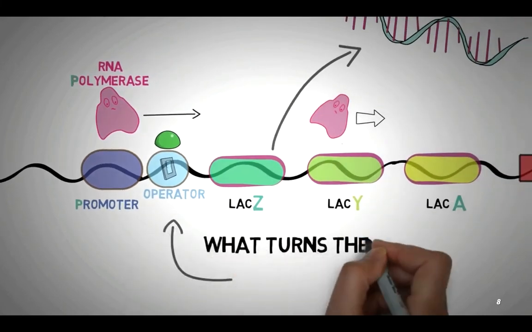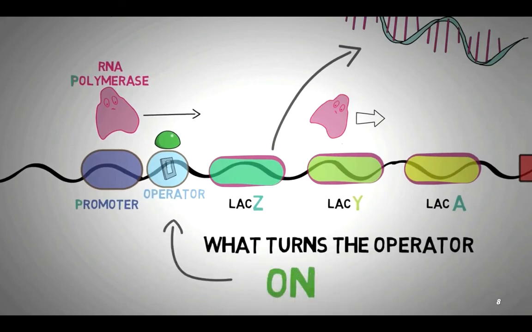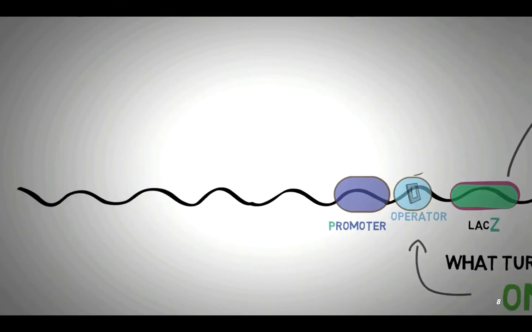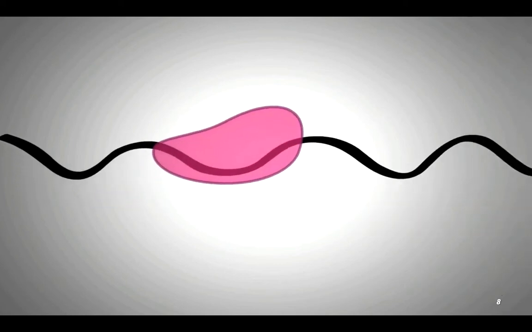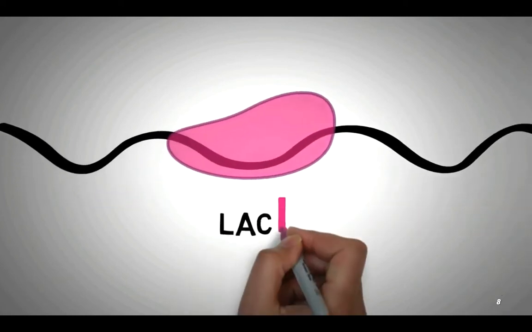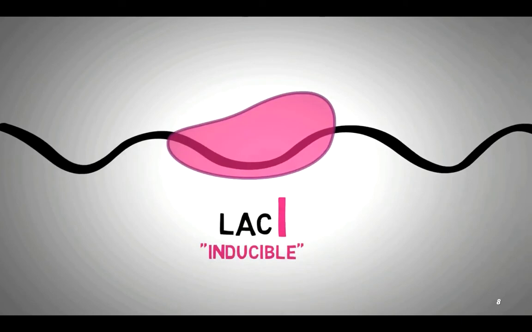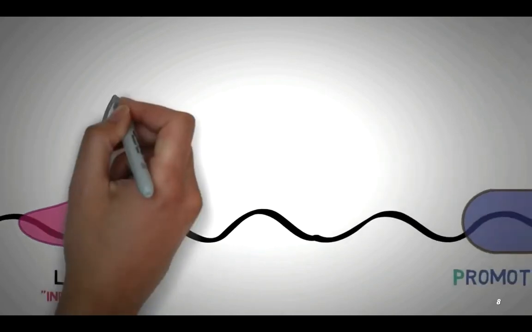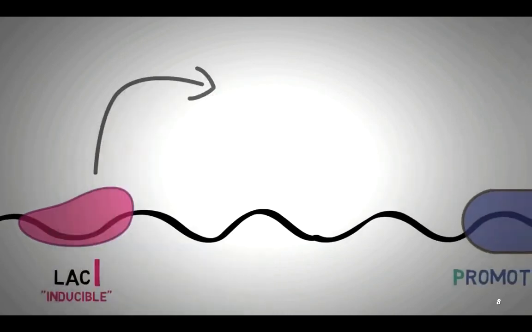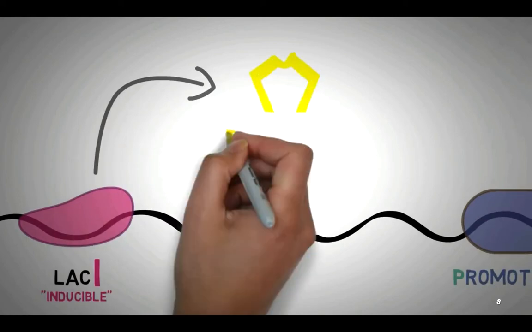Now the next thing to understand here is what turns the operator on or off, and this is basically the whole concept of gene regulation in Lac Operon. Here comes the role of a gene that is located a few thousand base pairs behind the promoter, and this is known as the Lac I gene, where I stands for inducible. This gene continuously synthesizes a protein that is known as a repressor.